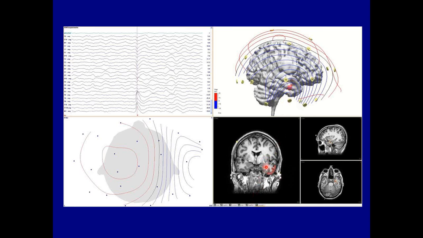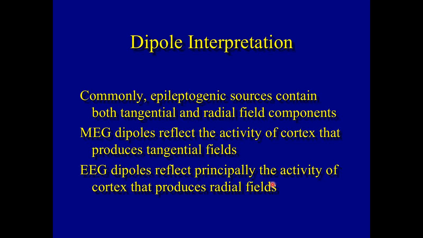Notice that it's deep to the cortex, sort of in the white matter, but its orientation points out radially to this cortex, which is probably the source. So this sort of dipole we would interpret as having a source in this lateral temporal cortex.